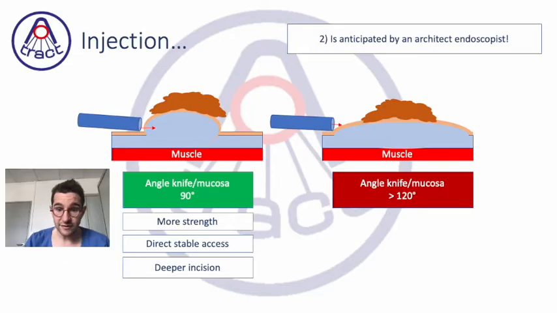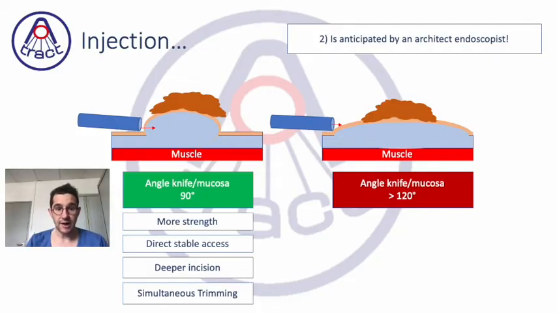You will have a deeper incision, and therefore if you cut deeper, you will cut both the mucosa and the muscularis mucosa at the same time, and you will do your trimming simultaneously. It means the first ESD, the first dissection, will open the space in the submucosa, making the scope able to enter into the submucosa.